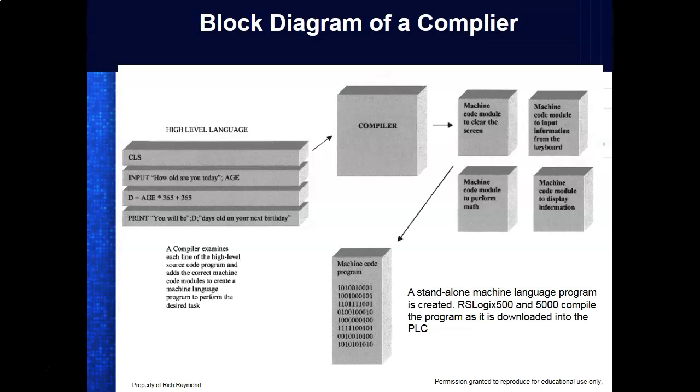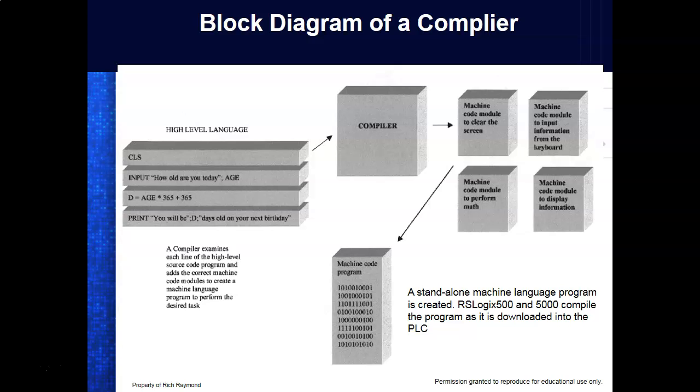A compiler takes the high-level language program, finds the module, and actually includes the module inside a machine language program. So a compiler creates a standalone machine language program. RSLogix 500 and 5000 compile the program as it's downloaded into the PLC. So the PLC never sees your high-level program. It sees a machine language program.